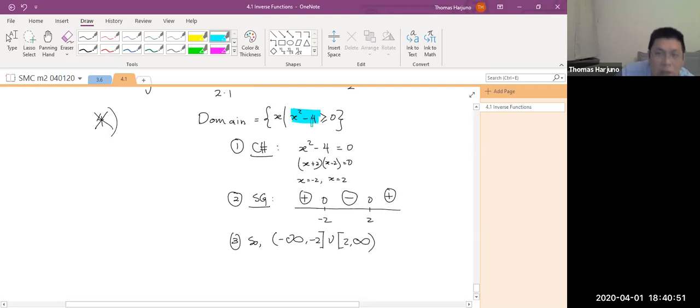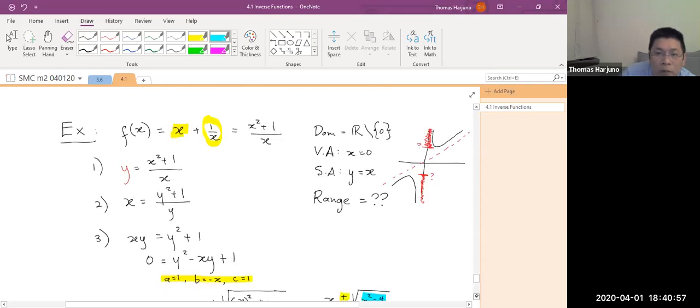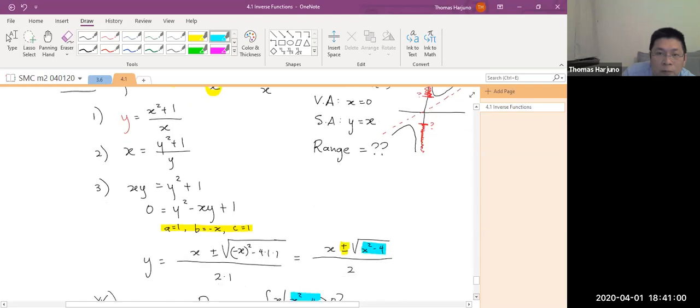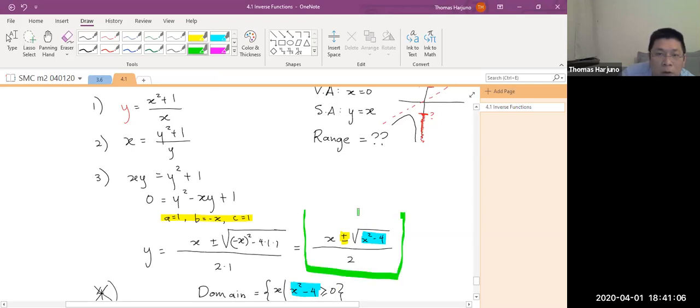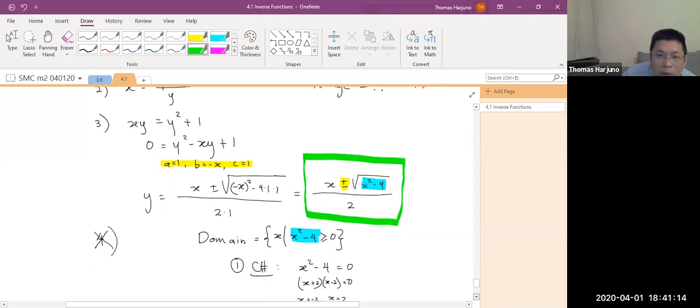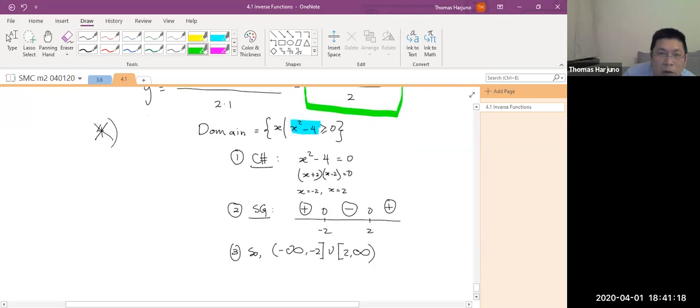That's the solution of this inequality, which is the domain of the inverse. Okay, this is the inverse here. Now, even though the inverse is not a function, we still can find the domain, right? And then the domain of the inverse, therefore, gives us the range of the function.